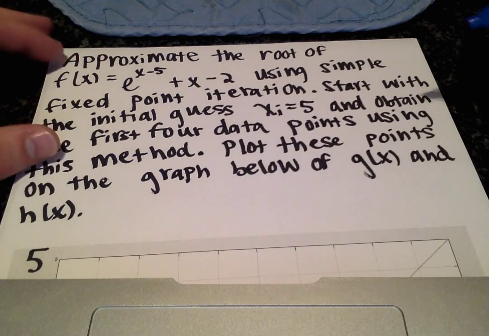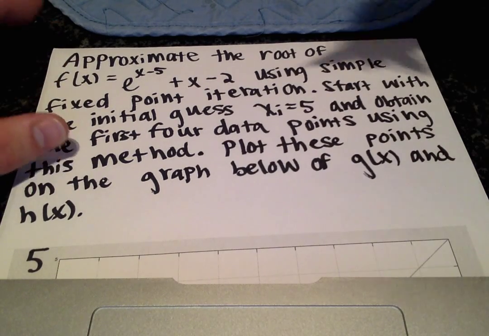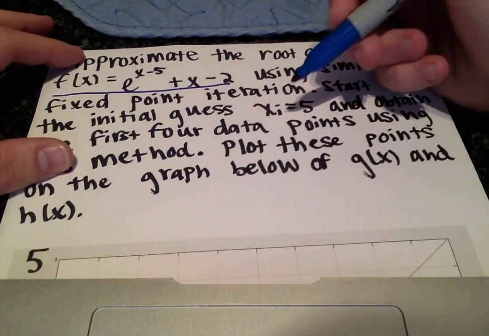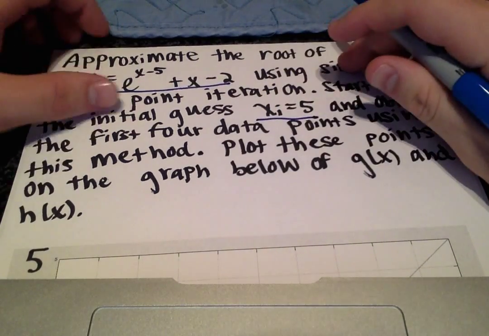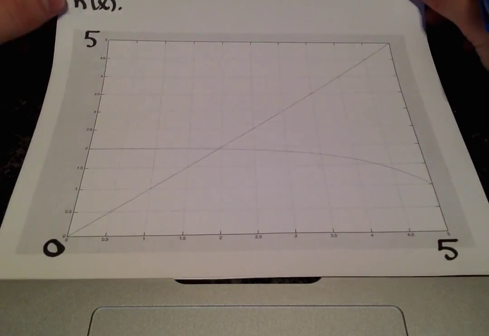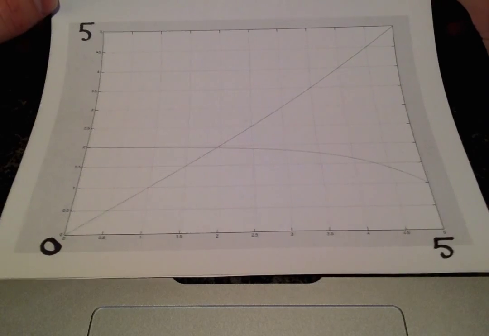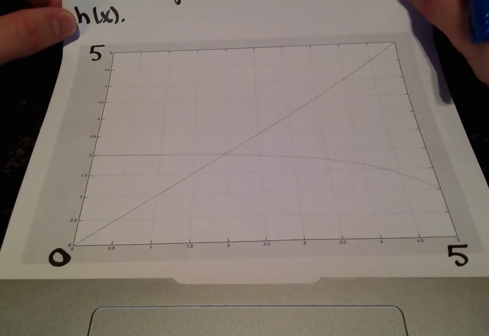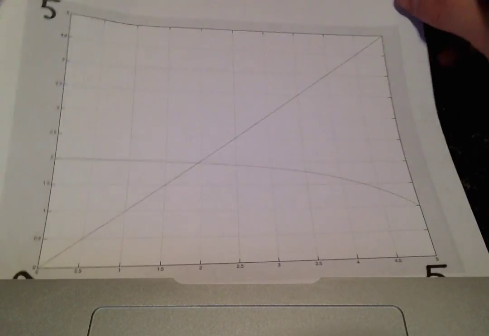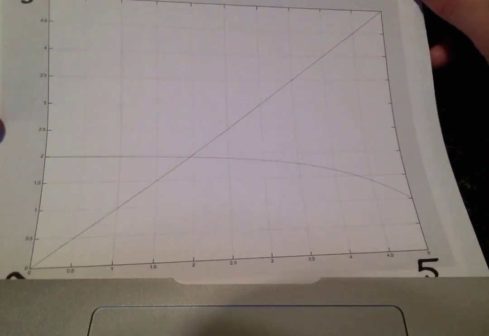So the two important pieces of information here, they give us the function value and also the initial guess we're going to start with. And this is the plot below they're referring to of g of x and h of x. They're assuming that you're going to find g of x and h of x correctly. Alright, so let's get a separate piece of paper and do some of the calculations before we can actually plot the points.